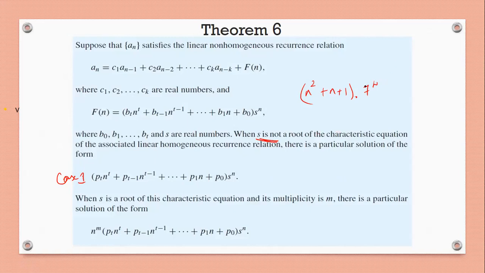Suppose s is a root of this characteristic equation and its multiplicity is m, then we simply multiply with n^m to this case 1. So this will become your case 2. Okay, I hope you have understood this. It is a bit confusing, but we will see an example and then it will be clear. So let's see an example for the same.